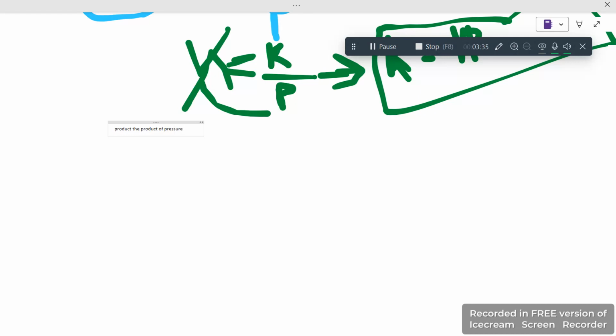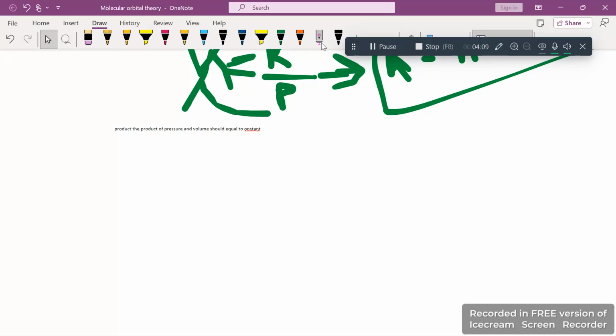The product of pressure and volume should be equal to a constant, at that position where there is no change in temperature and number of moles of the gas or the particles. Constant. Okay, I'm sure you've gotten it. Till here it should be very clear to you.